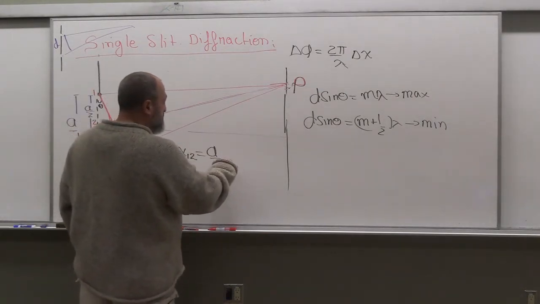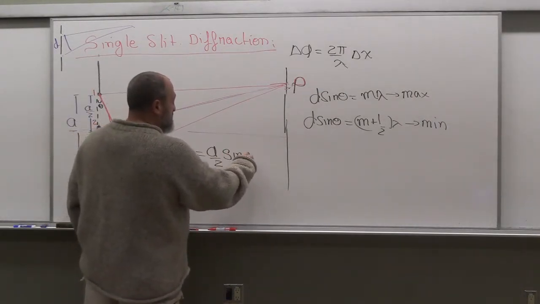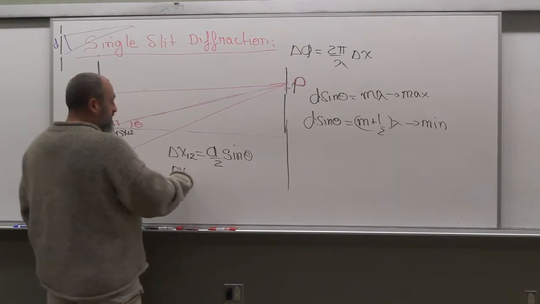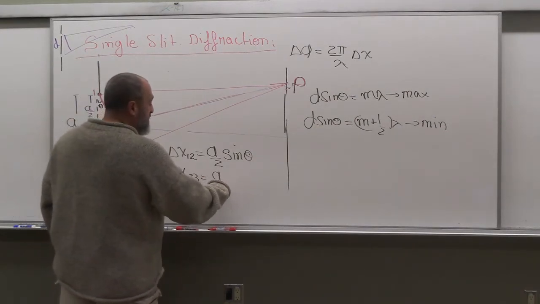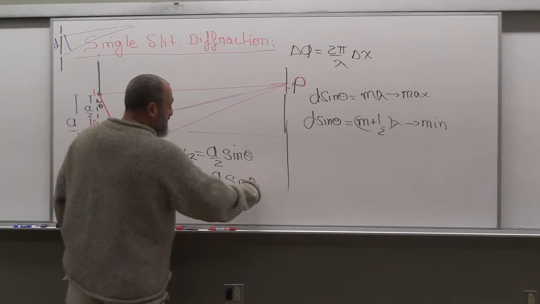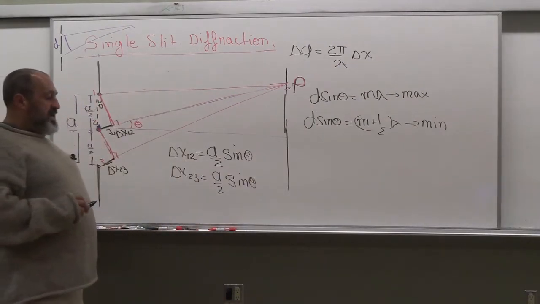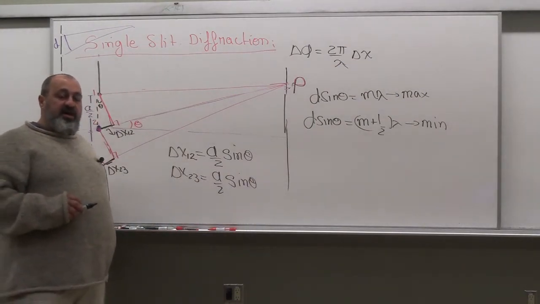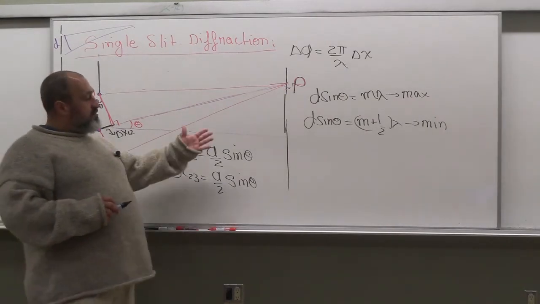So the path difference between 1 and 2 is a over 2 sine theta, and in the same way, the path difference between 2 and 3 is a over 2 sine theta. Okay? And the way it turns out, you can end up with a pattern on the screen.